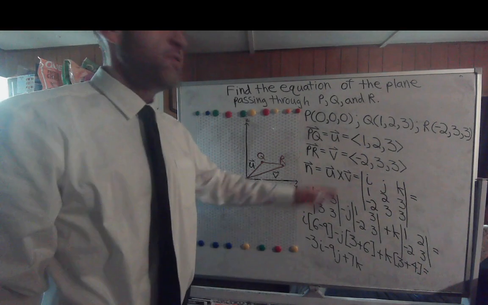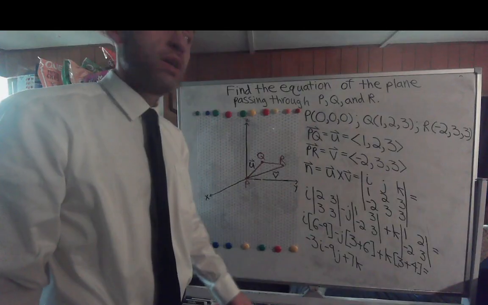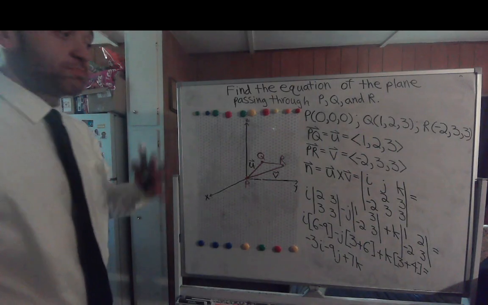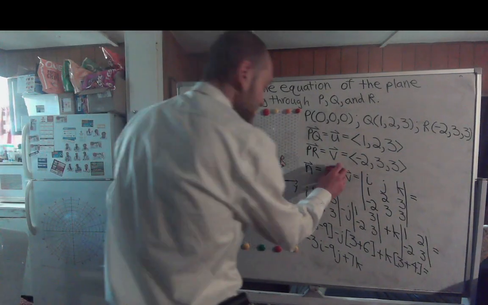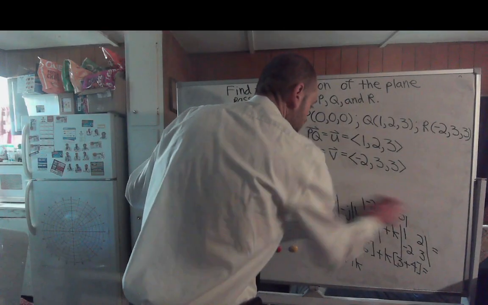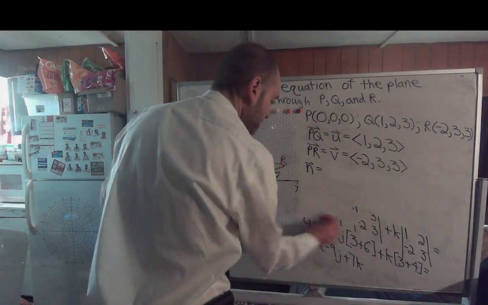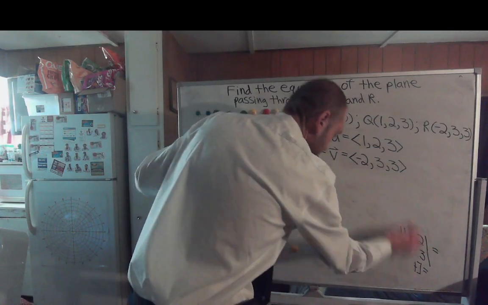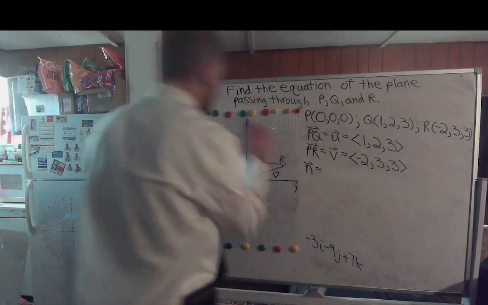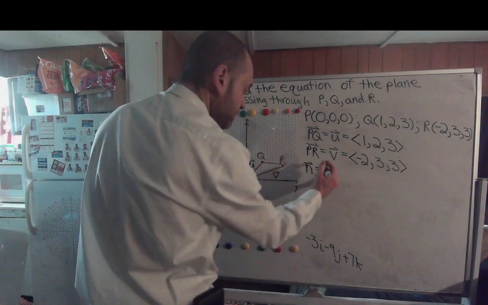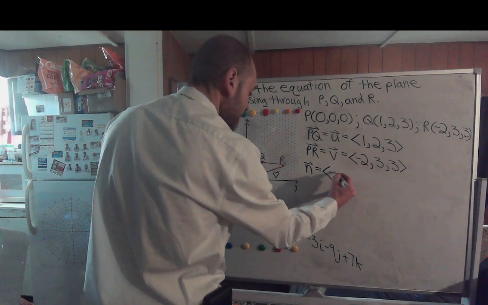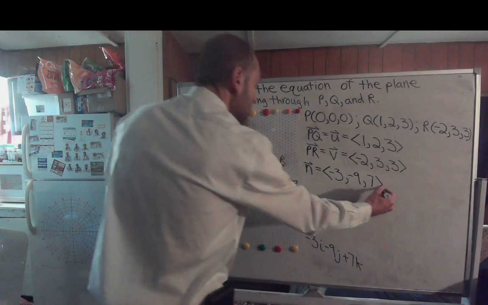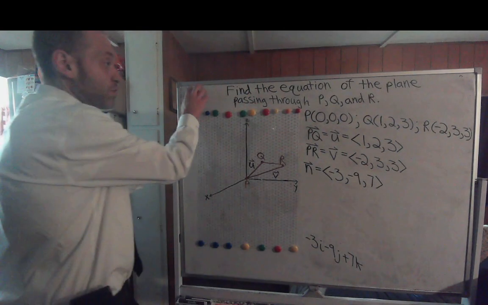All right, so if you need to see how I got the cross product, please feel free to rewind this and go back. For space's sake, I'm going to erase all this determinant work and rewrite my normal vector in component form. Because the determinant gives you a linear combination, it might be easier to write it in component form. So the normal vector is negative 3, negative 9, 7. All right, now we found our normal vector.